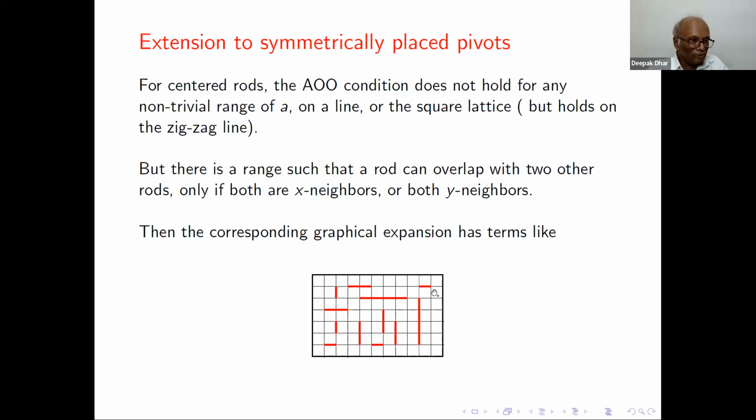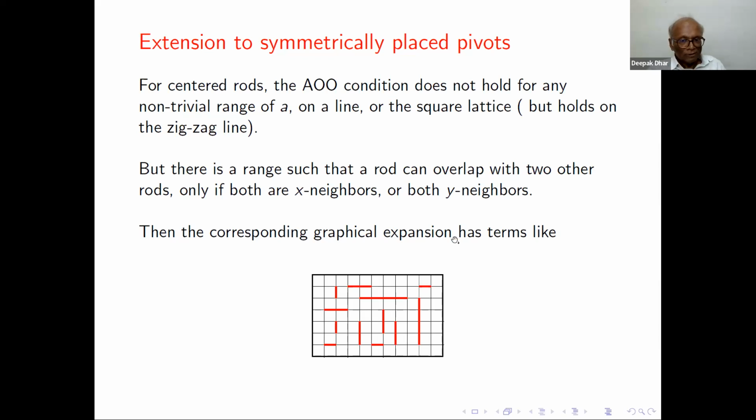Can we extend this to the case of asymmetrically placed pivots? If you have centered rods, the AO condition never holds, because whenever there is something here that can overlap with something here, it can also overlap with the other side. So the AO condition never holds for any non-trivial range of A on a line. But then what happens? I go back to the old argument. You can have one line, then another line in the same direction, but not perpendicular. If you have two Z bonds which are perpendicular to each other, then their contribution is still 0 in some range.